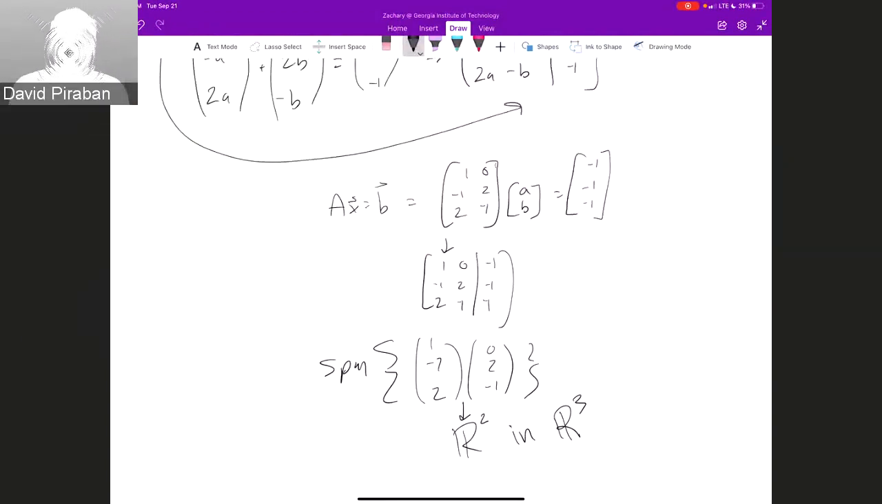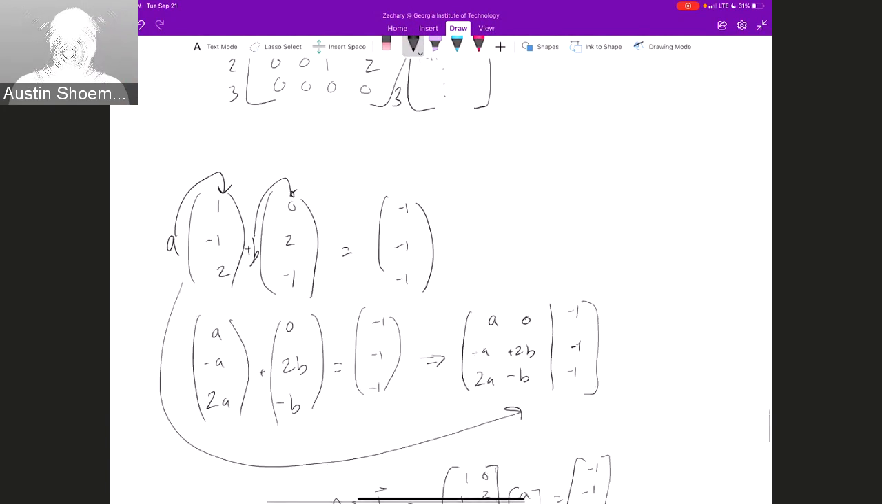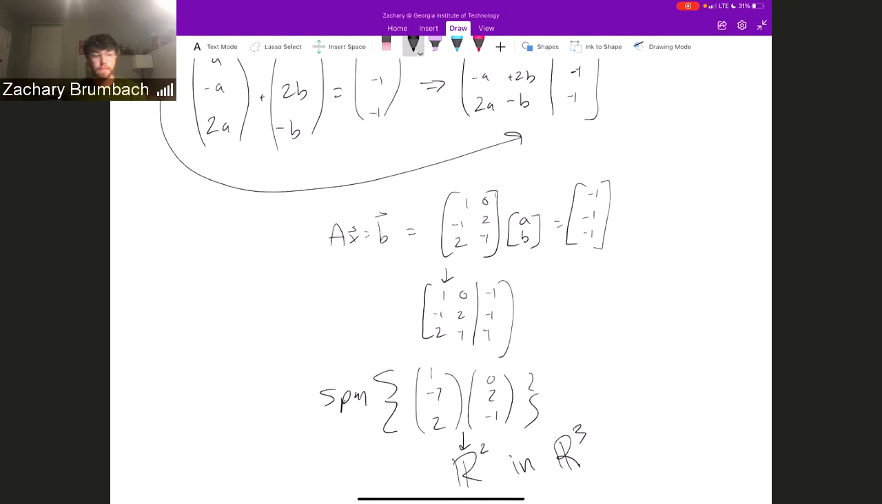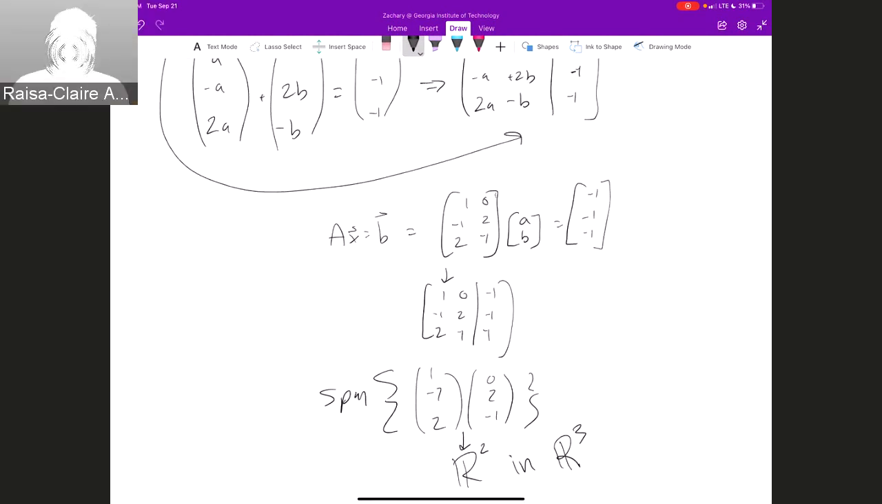And that would be the span of the columns, right? Read the span of the columns, correct. Okay. Yeah, it gave us vectors to start. I have a question about this. When you went from the augmented matrix to the span, why did the negative ones, the b as the augmented column, disappear? Oh, because I skipped a step because I was being lazy.